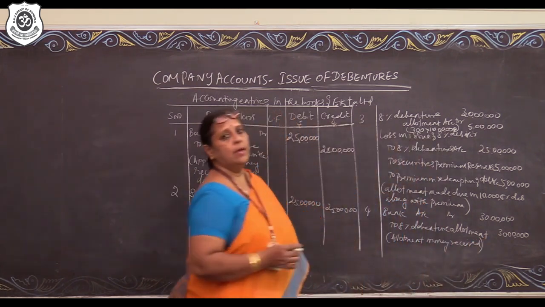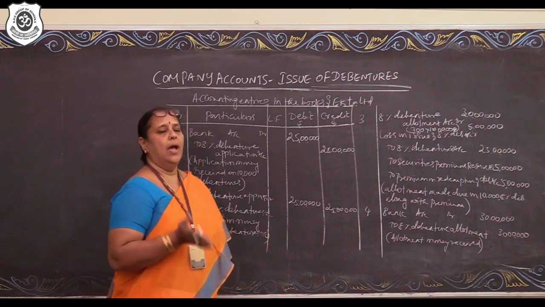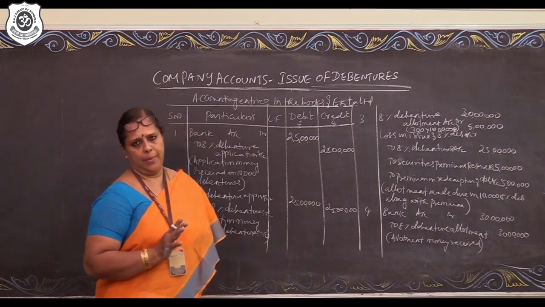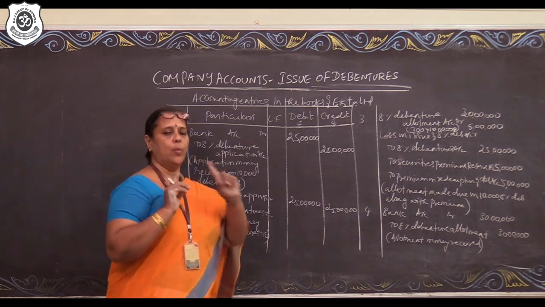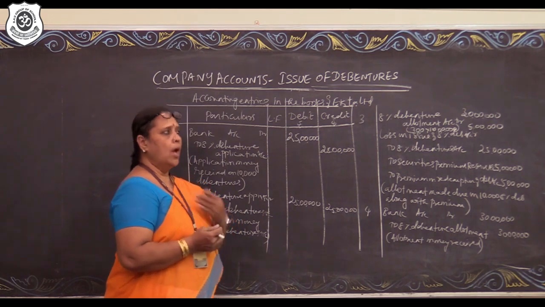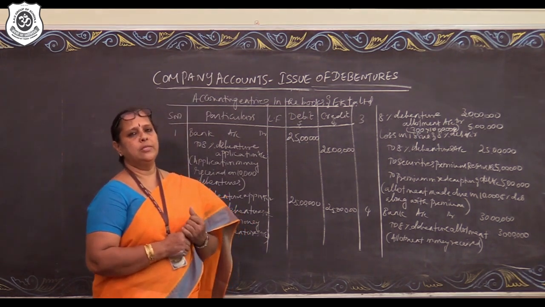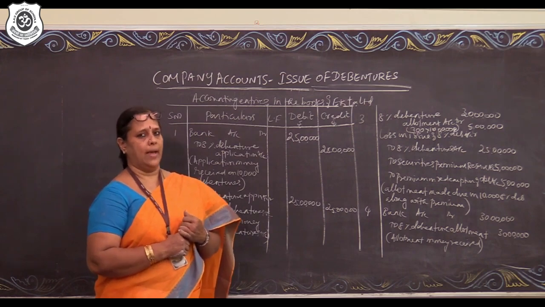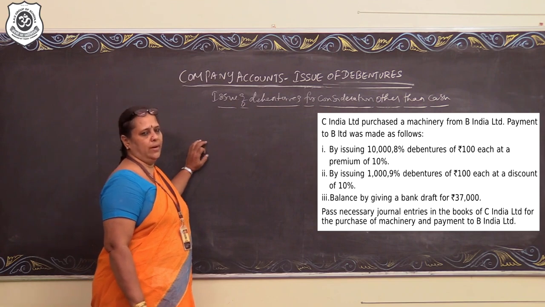So, we are receiving 30 lakh rupees, which is 25 lakhs towards debentures and 5 lakhs towards premium. So, one concept is over. One problem for one particular concept is over. Now we are going to go to the next problem, which talks about issue of debentures for consideration other than cash.